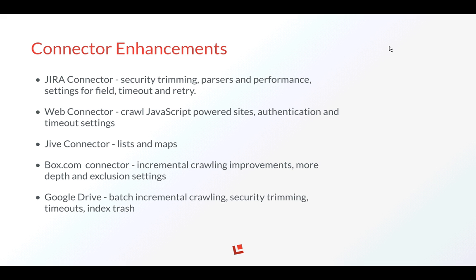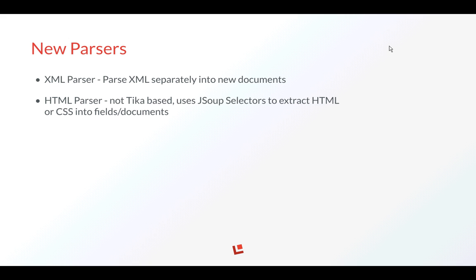Speaking of connectors, there have also been some enhancements there as well. These are mainly about performance and better defining what to crawl or when to time out. The open source library that Fusion uses to parse a lot of documents, Tika, is kind of a rubber mallet that can parse everything, but sometimes you need more of a scalpel. For this reason, there's a new HTML parser that isn't Tika-based. There's also an XML parser that can parse one XML file into multiple documents in your collection.